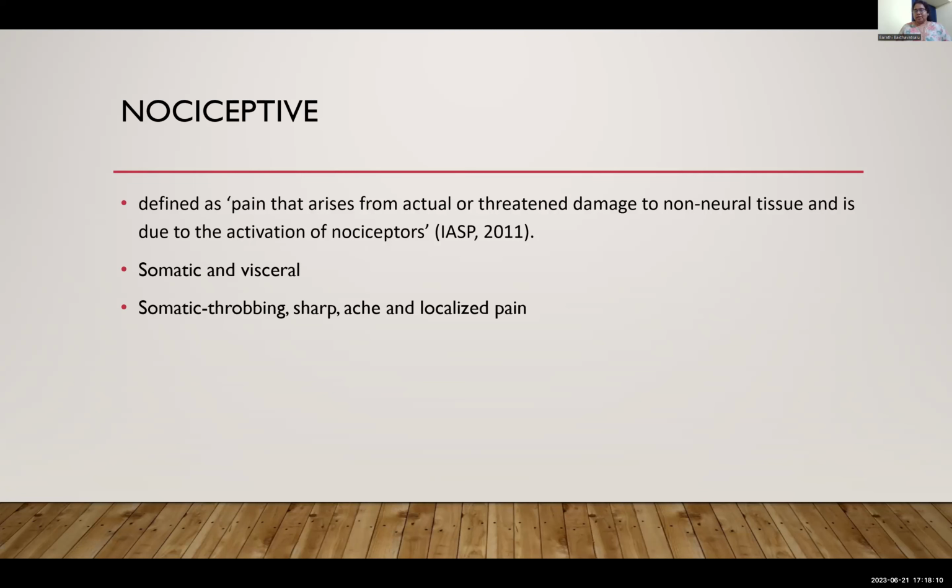So it could be throbbing, it could be sharp or an ache, and most of the time it is localized pain. What does localized mean? The patient will be able to pinpoint where the pain exactly occurs. So if there is a cut injury, the patient could say it's exactly over this area, a little bit around that area where the tissue is cut. So it's very characteristic of nociceptive pain.